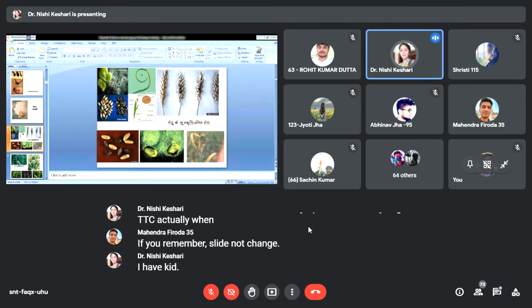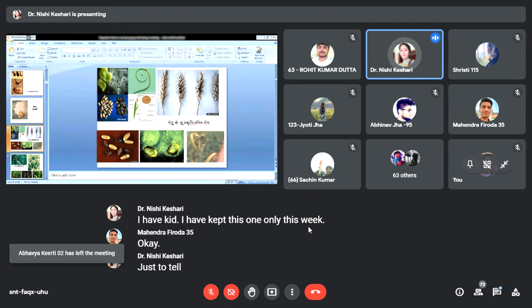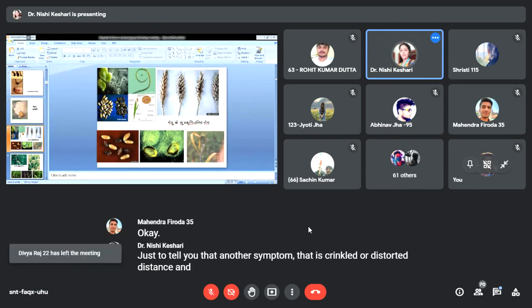I have kept this one only, this wheat seed. Okay. Just to tell you that another symptom, that is crinkled or distorted stems and foliage. So you have seen that it is also the same nematode which is producing these symptoms.